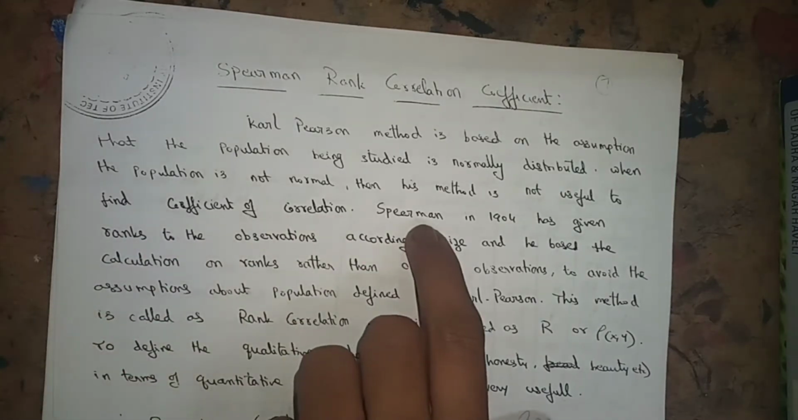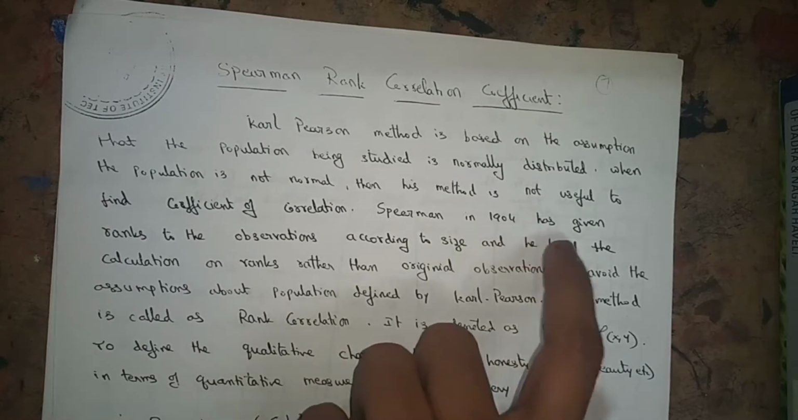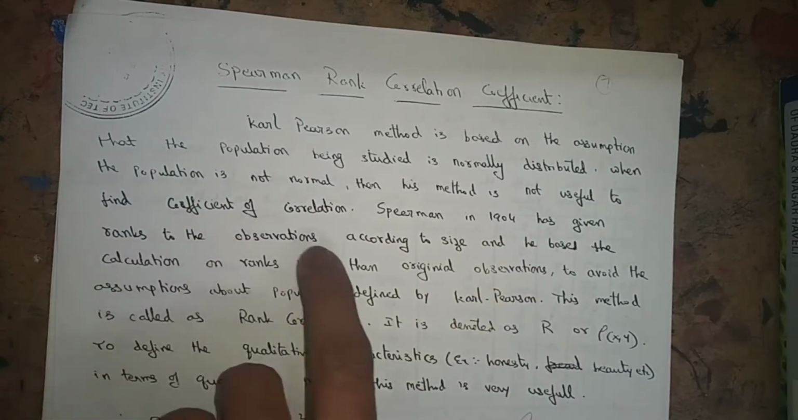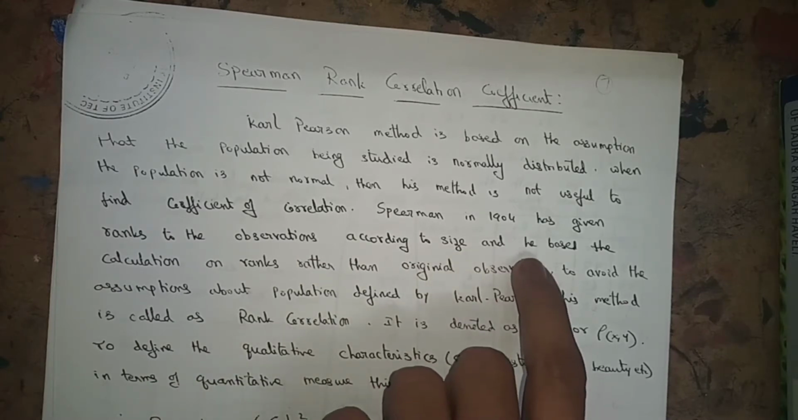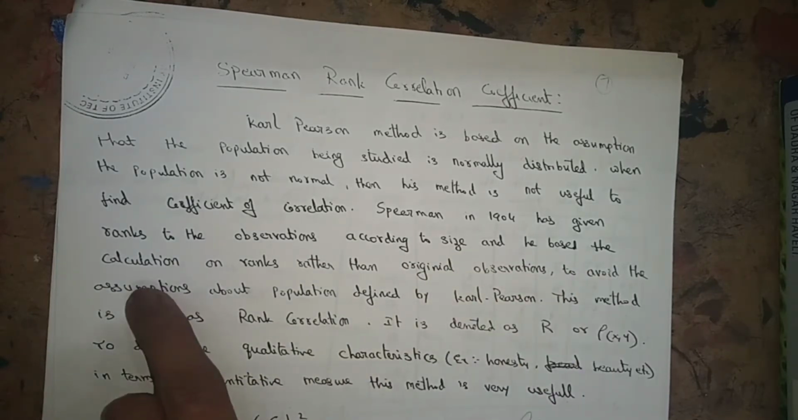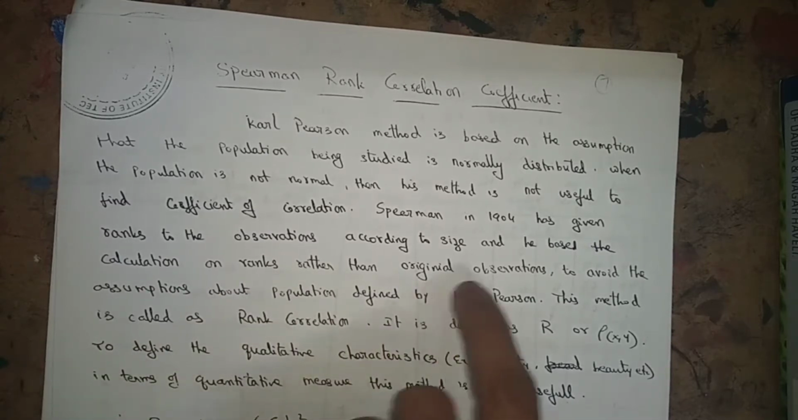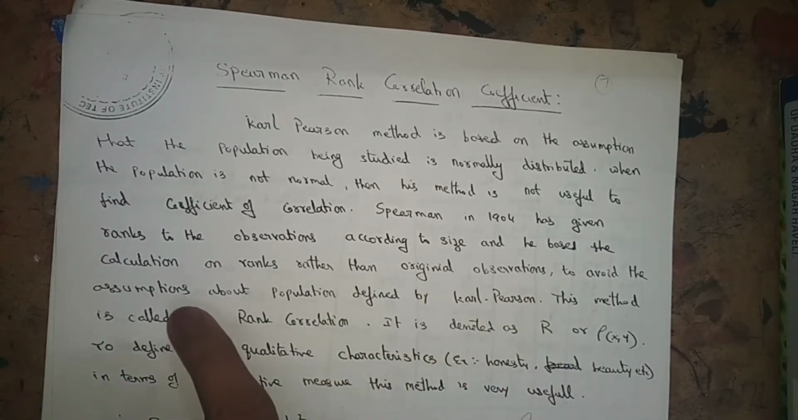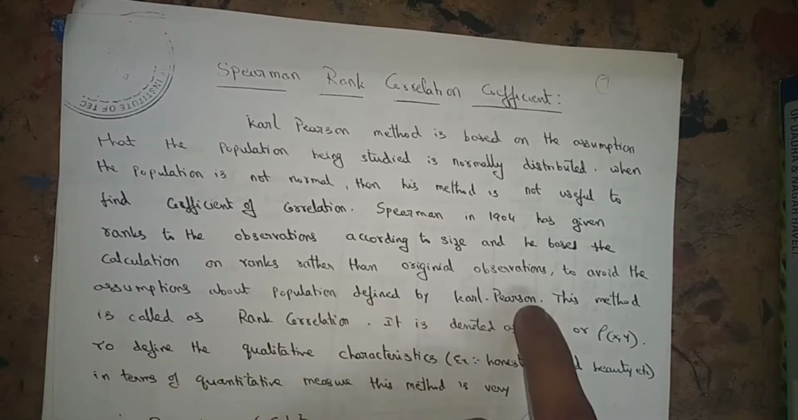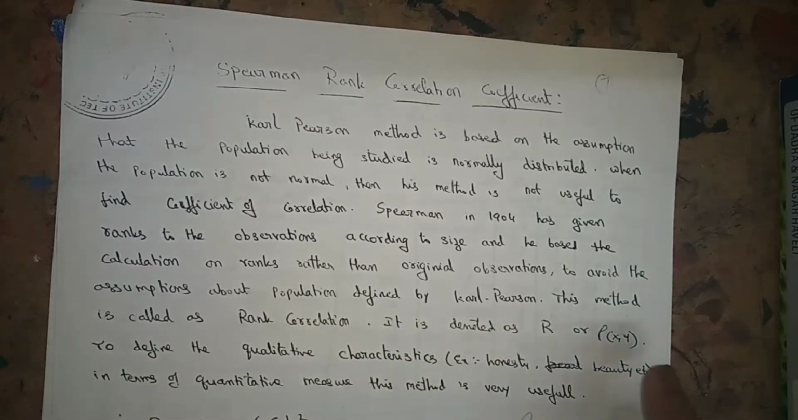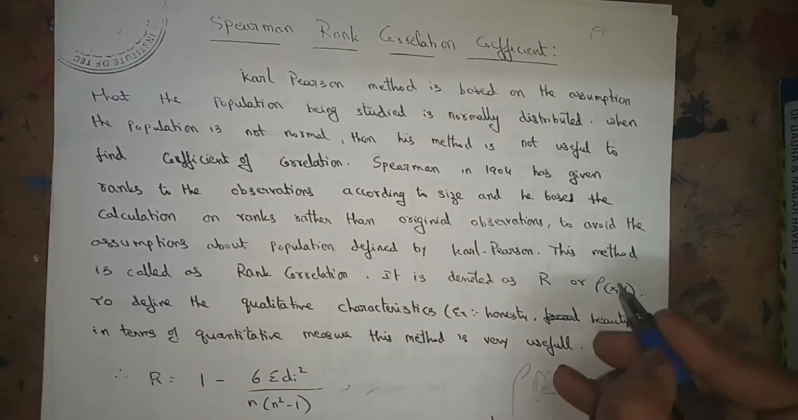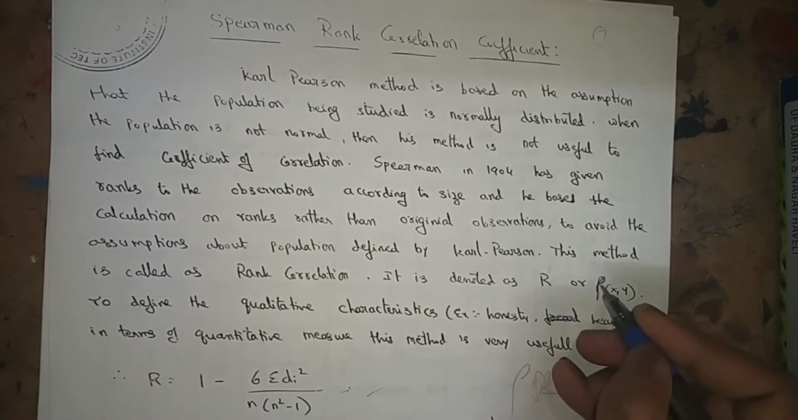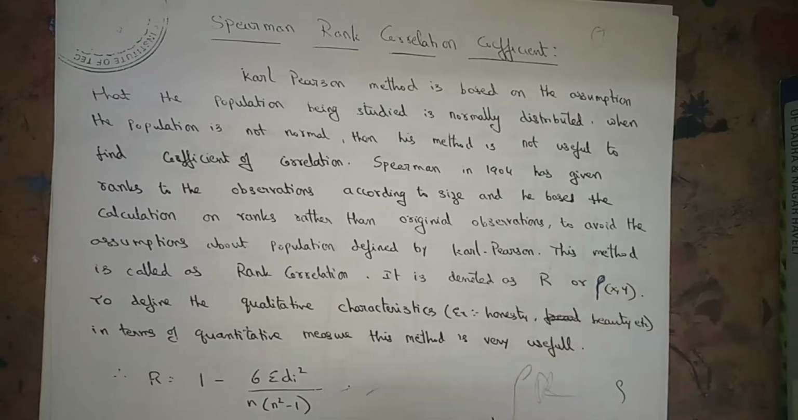That's why Spearman in 1904 gave ranks to the observations according to their size, and based the calculations on ranks rather than original observations, to avoid the assumptions about the population made by Karl Pearson. This method is called rank correlation. It is denoted by capital R, rho, R rho of xy.